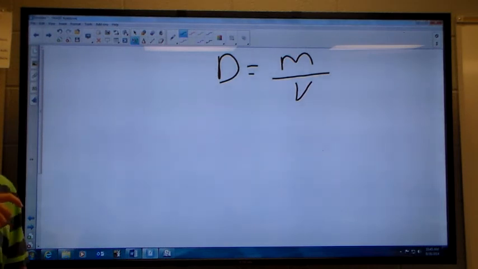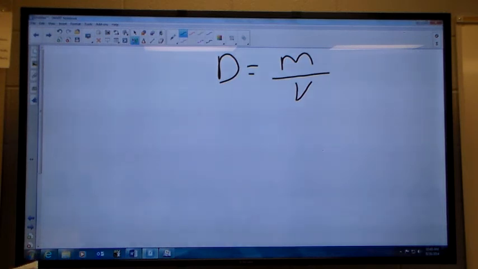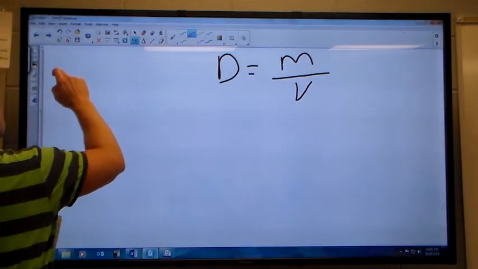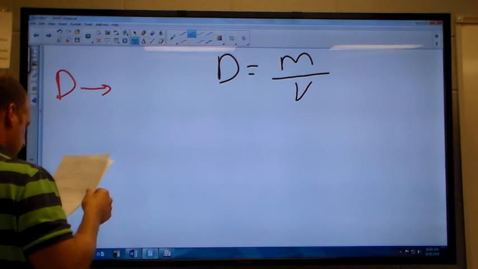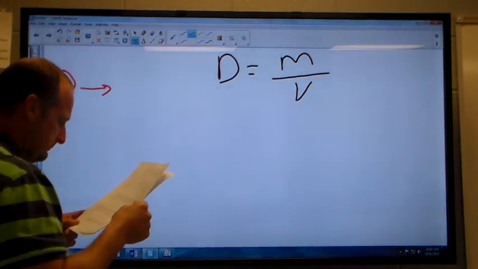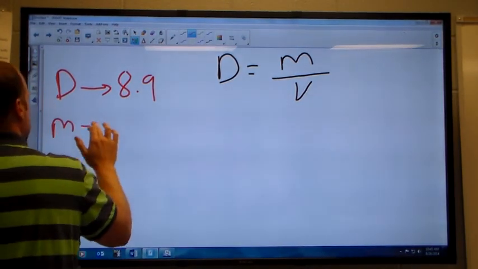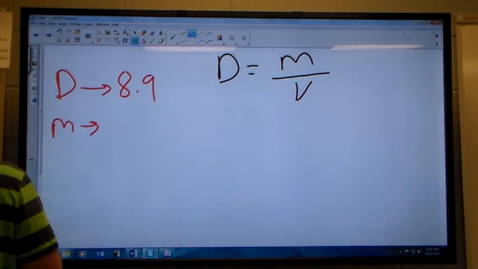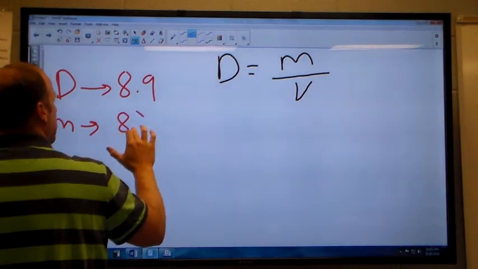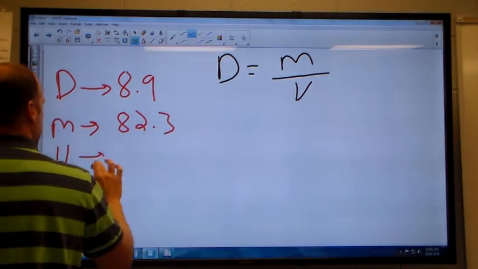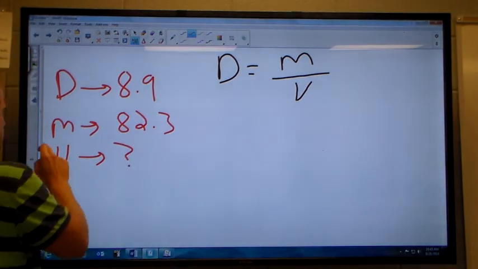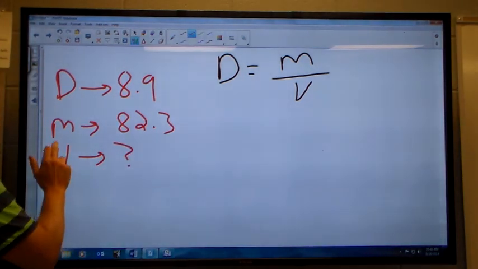It may seem simple, but you need to do it like Coach Mechanics is teaching you to do it, because we're going to have a slew of formulas by the end of the class. All right, so now I'm going to define the variables down the side of the page. D is 8.9. M is 82.3, and V is my unknown. V is the unknown. Make a note, do not mess up on your math.